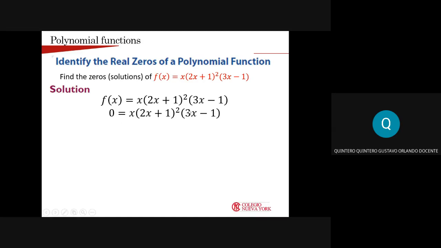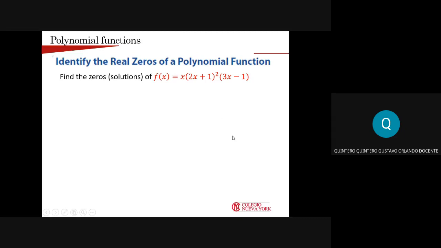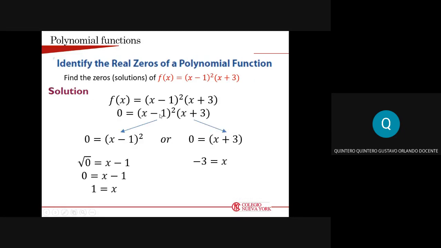But look at this. How many multiplications do we have in here? We have x multiplied by this, so we have 2 multiplications, and then multiplied by this. We have 3 multiplications. We have 3 factors, meaning that we are going to split this into three equations. In the previous exercise, we only had 2 multiplications. 1 factor, another factor. So we split it into 2 equations.